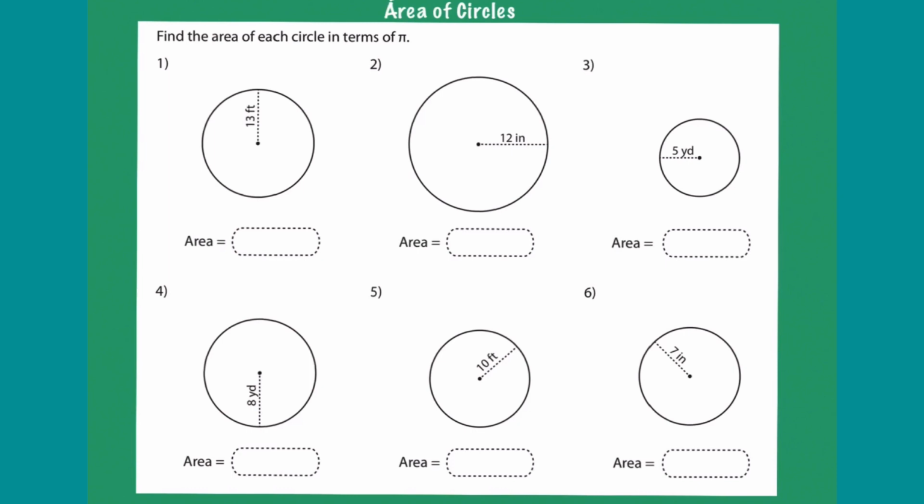Today we're going to talk about the area of circles. How do you find the area of a circle? First of all, one thing that you need to know is how to find the area in terms of this little sign here, which is called pi. Okay, this is pi. What is pi?